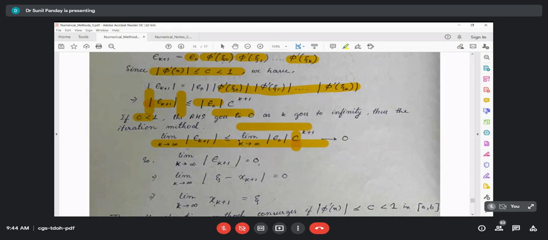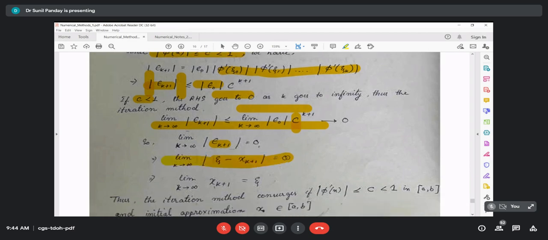So this whole thing is going towards 0, and the left hand side, when k is tending to infinity, is equal to 0. And if this is equal to 0, we know what the error epsilon k plus 1 is. It is rewritten in terms of this, because error is like exact root minus approximated root, xi minus x k plus 1. And finally, if this is equal to 0, then it means that the sequence x k plus 1 is converging to the root xi.